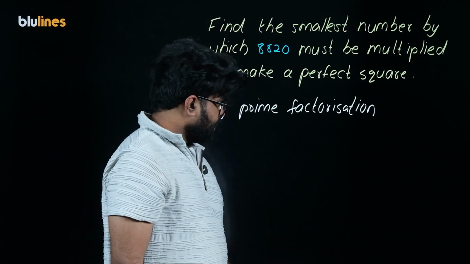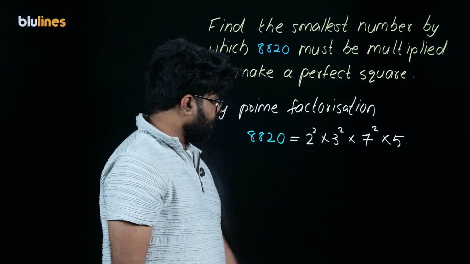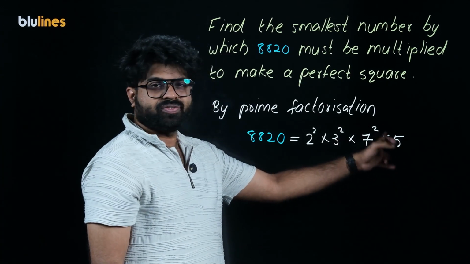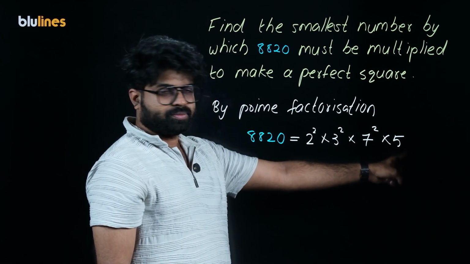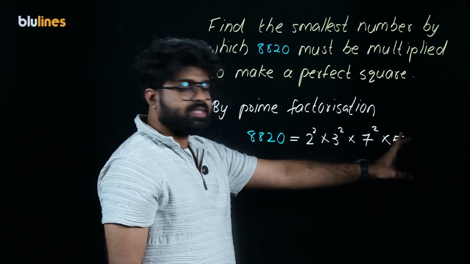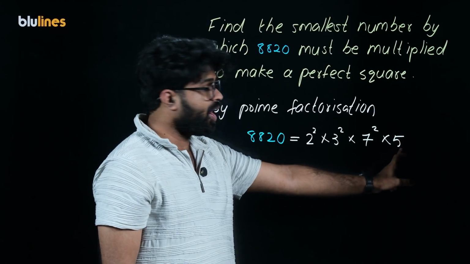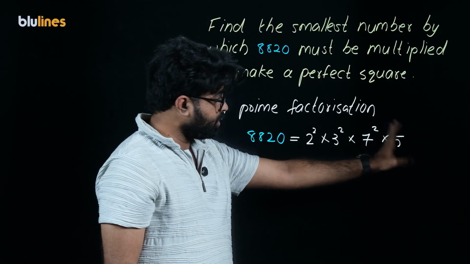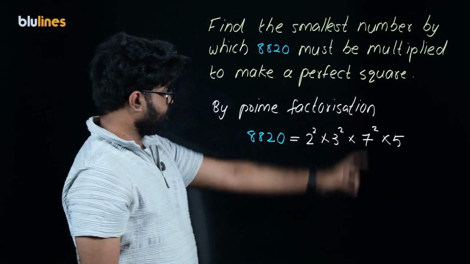For that, by prime factorization, I can write 8820 as 2 square multiplied with 3 square multiplied with 7 square multiplied with 5. So for this 5, we have only 1 five. There should exist at least a pair of 5's. This 5 must be in the form of 5 square. So we have a 5 missing in this term. So if you multiply a 5 into this one, this turns to be a square number. So the least number that is needed is 5.